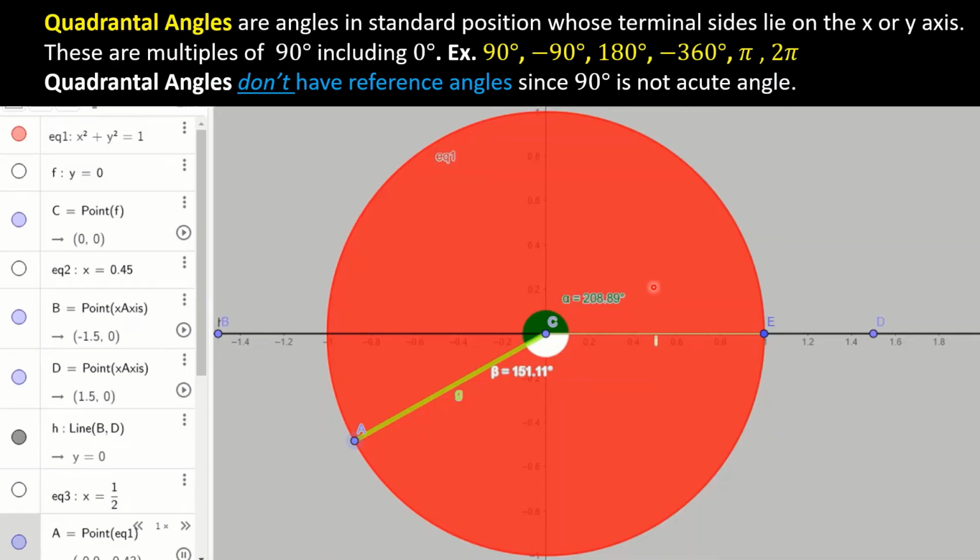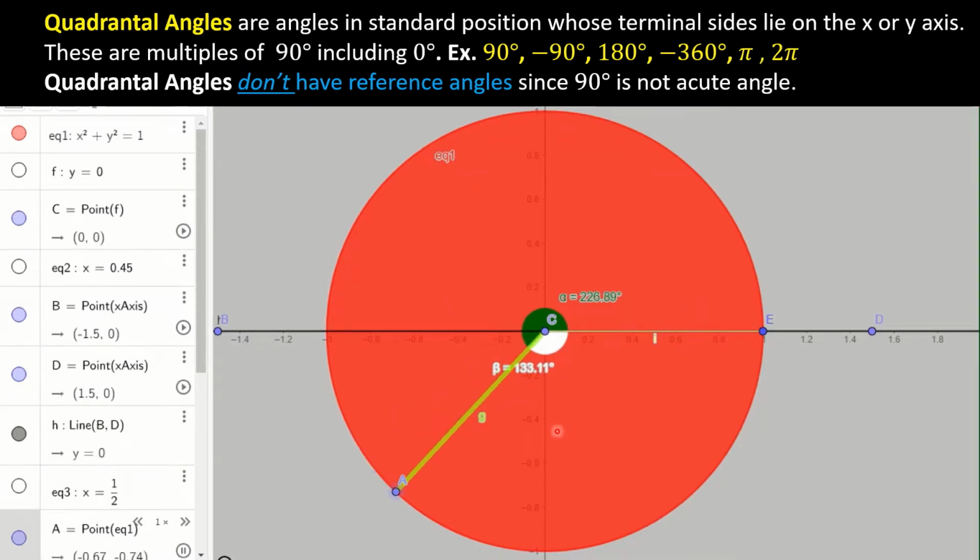All angles that lie on the axis are considered to be quadrantal angles, just like 90 degrees, 180 degrees, 270, or if we have clockwise, negative 90 degrees, negative 270 degrees. These quadrantal angles do not have reference angles, okay? Even the 0 degree angle or 0 radians, okay, are quadrantal angles and still do not have reference angles.